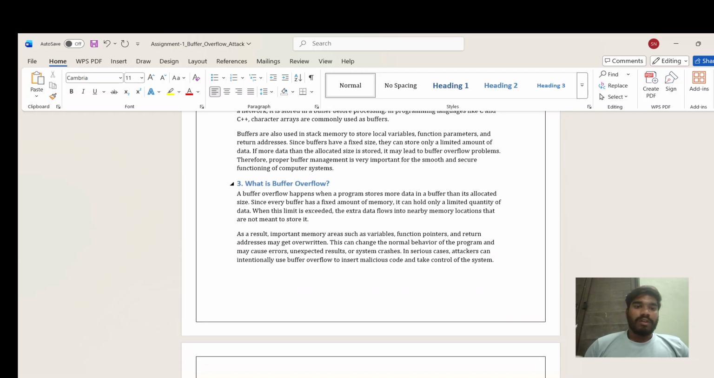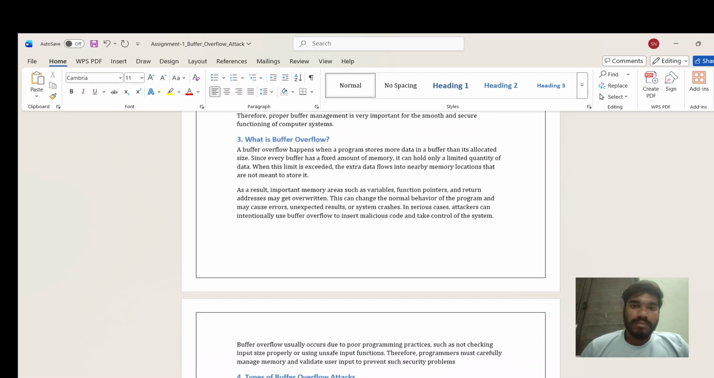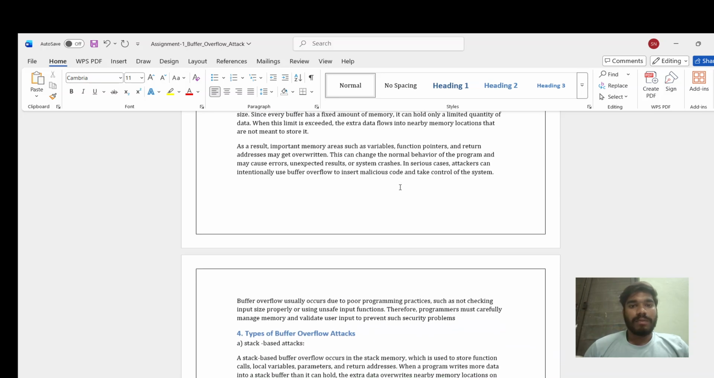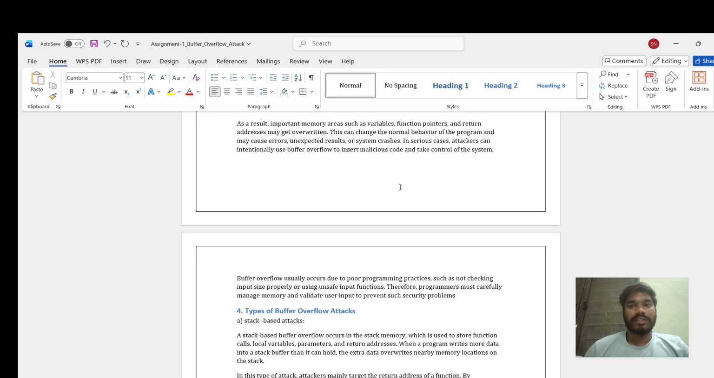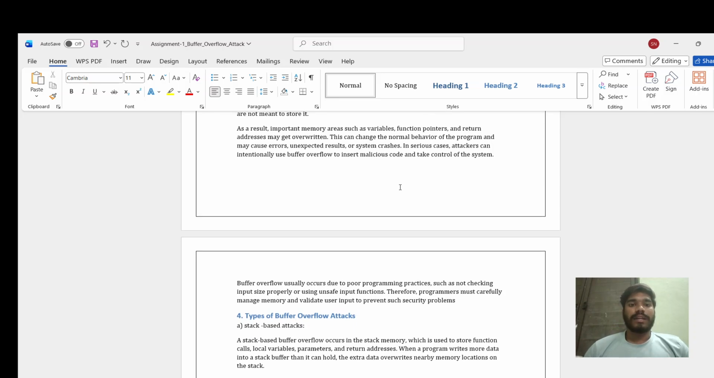What is a buffer overflow? A buffer overflow happens when a program stores more data in a buffer than its allocated size. Since every buffer has a fixed amount of memory, it can hold only a limited quantity of data. When this limit is exceeded, the extra data flows into nearby memory locations that are not meant to store it.